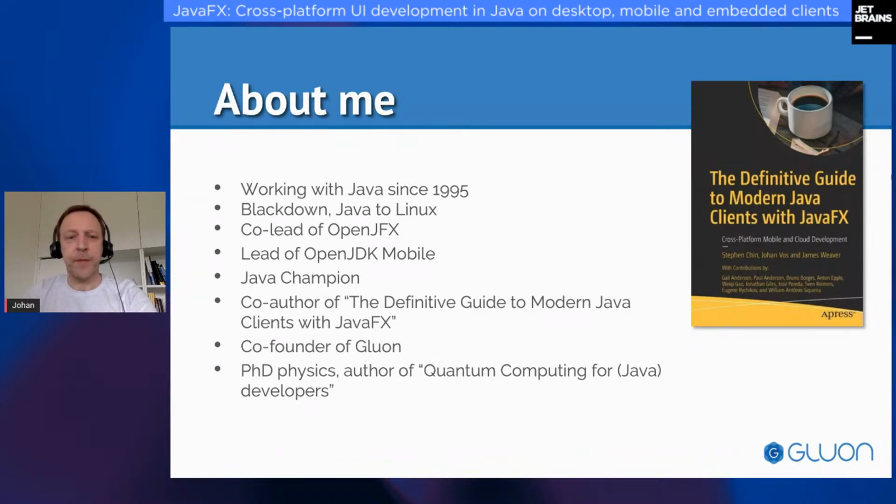Some quick words about me. I've been working with Java since 1995 as part of the Blackdown team porting Java to Linux. I'm the co-lead of the OpenJFX project where JavaFX is being developed and implemented. I'm also the lead of the OpenJDK mobile project. I'm a Java champion and author of the JavaFX book that you can see on the screen there. I'm the co-founder of Gluon, a JavaFX company by and for Java developers. I have a PhD in physics, and I'm also author of a quantum computing book for Java upcoming.